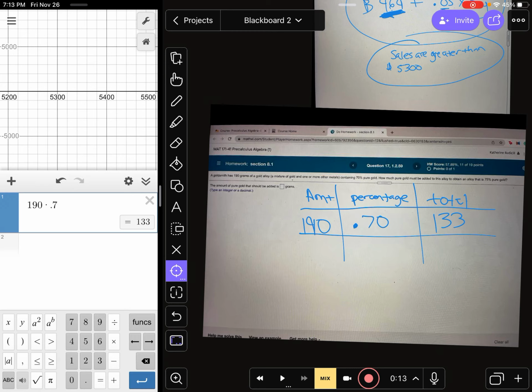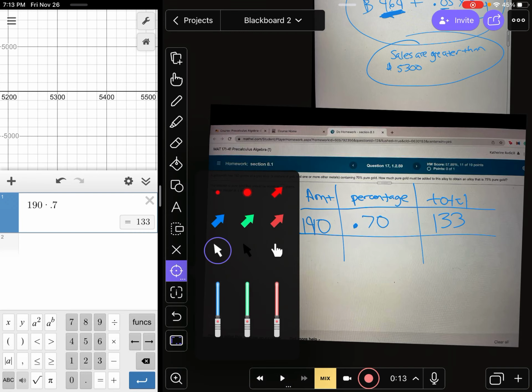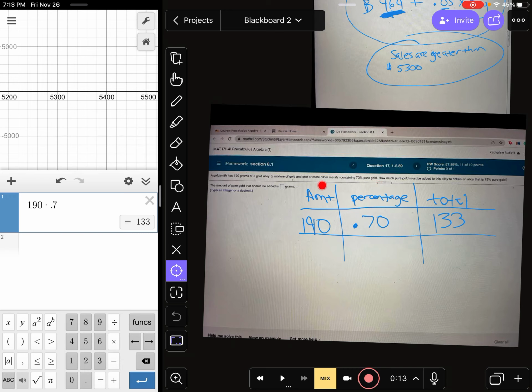Now, let's keep on reading the problem and see what it says. Let me try a different pointer out. That's cool. Okay. So then we have 190 grams of gold. We already did that. How much pure gold must be added to this alloy to obtain an alloy that is 75% pure gold?